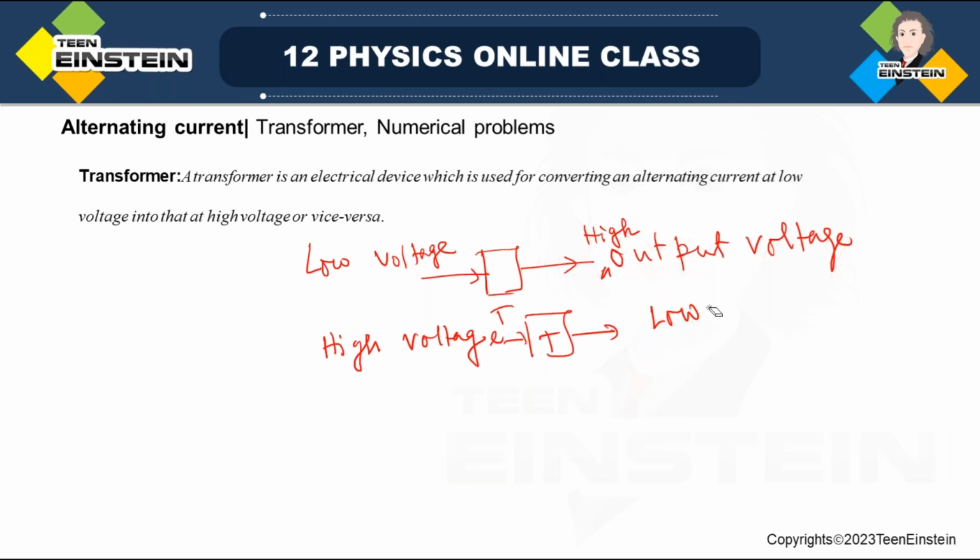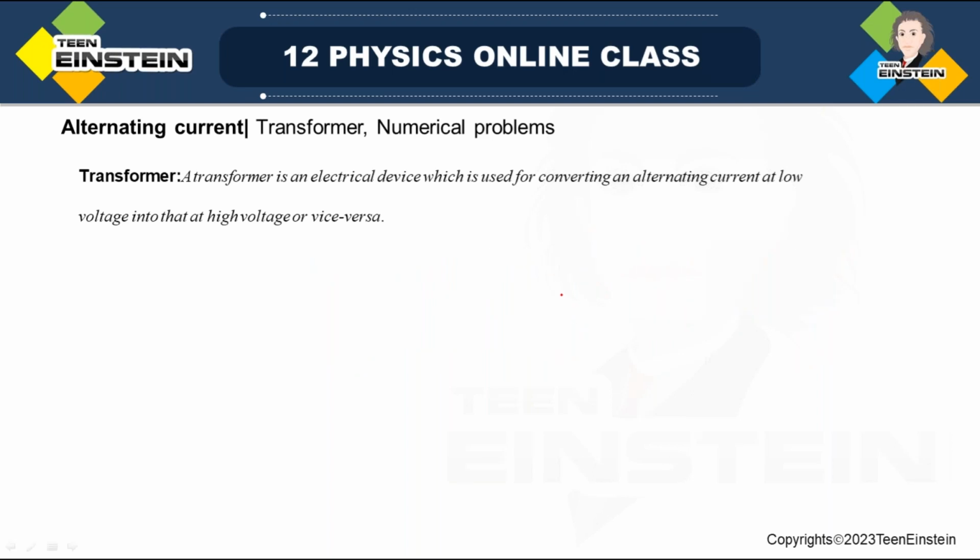Okay, it is the primary use of the transformer. Okay, a low voltage signal can be converted into high voltage, or a high voltage signal can be converted into a low voltage signal. Okay, so depending on this operation, whether you are using the transformer to convert low voltage to high voltage or high voltage to low voltage, it has a name.